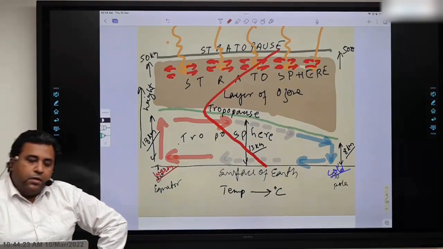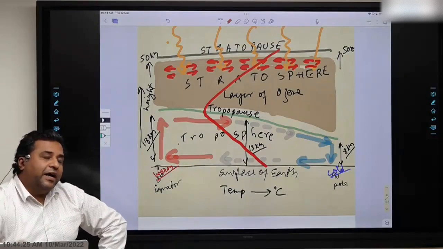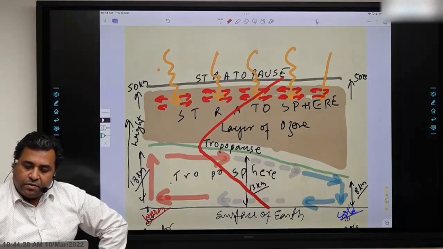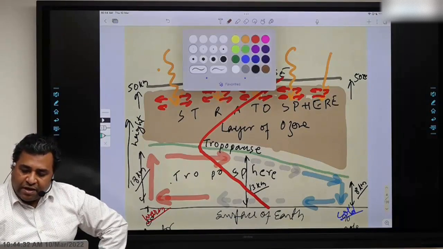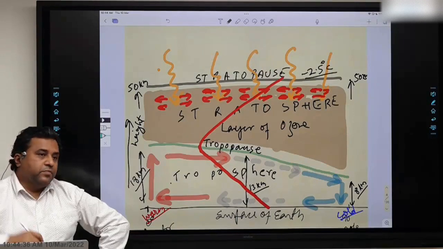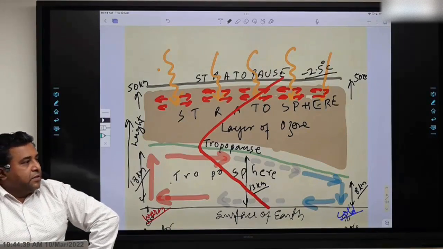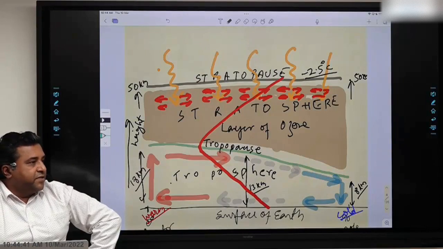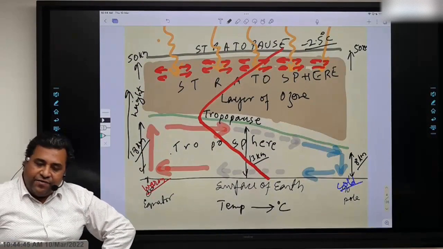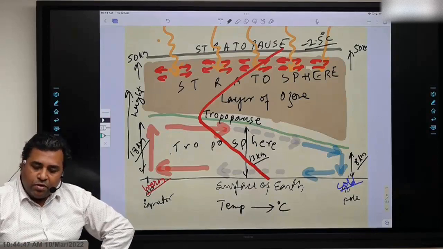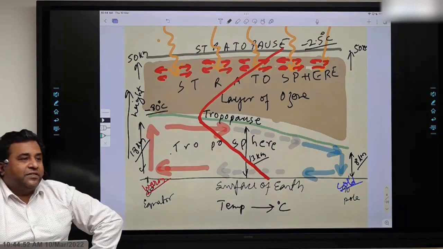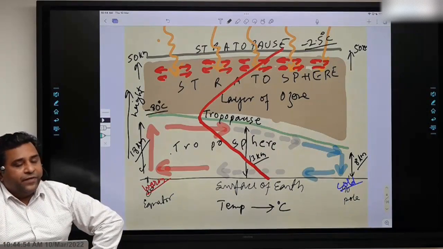Okay. Now, how much is the temperature at different regions? Please see. The stratopause temperature is around minus 2.5 degrees Celsius. Whereas the tropopause temperature at different regions is different. How? At the pole, it is minus 80 degrees Celsius. At the equator, extremely sorry.